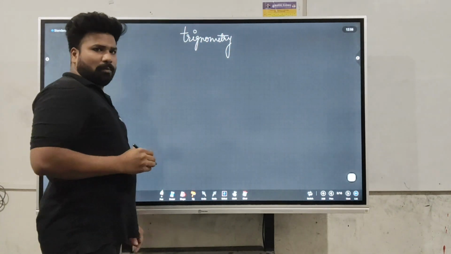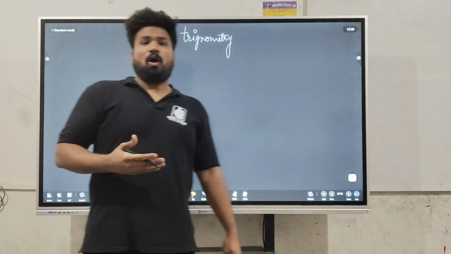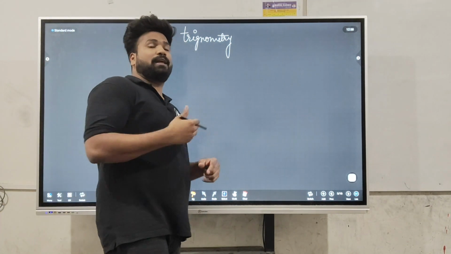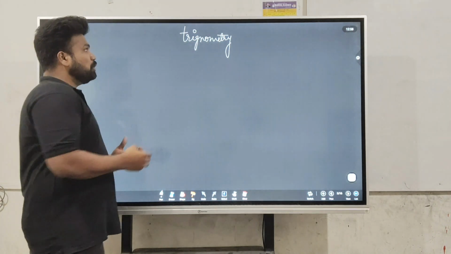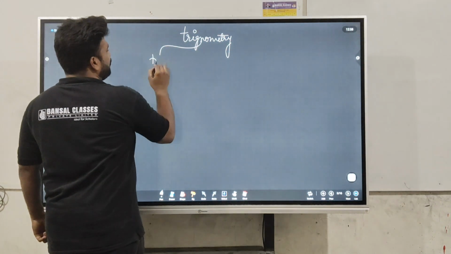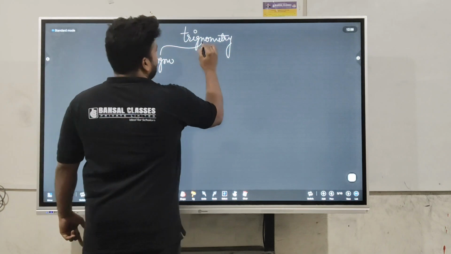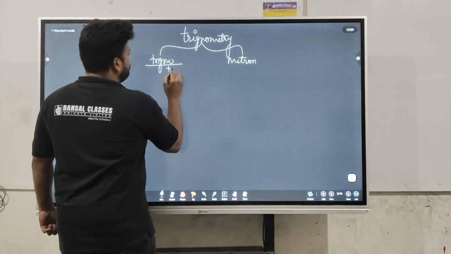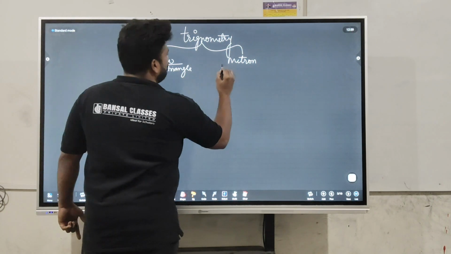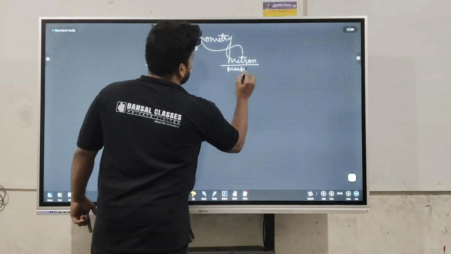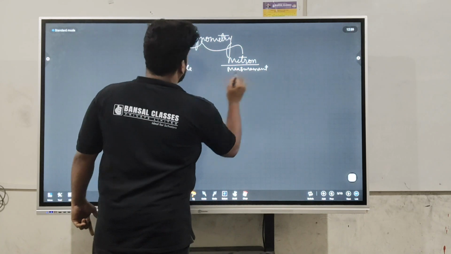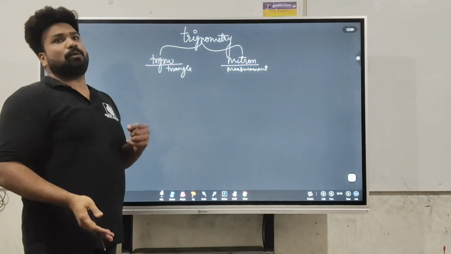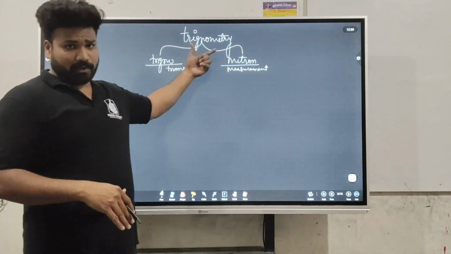So, what exactly is trigonometry? Trigonometry is the study of the angles and the sides of a right triangle using different trigonometric ratios and different trigonometric functions. Trigonometry is made up of two words, trigono and metron. Trigono means triangle and metron means measurement. Measurement of the sides or angles of a triangle using different trigonometric ratios or functions is known as trigonometry.